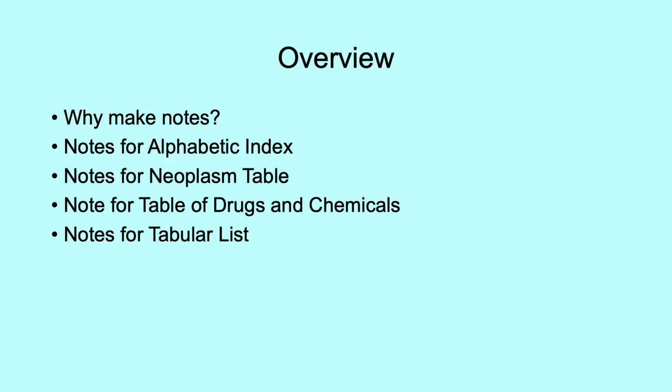So I'm going to talk about some notes that I find helpful. You may have different notes. You may approach things differently than I do. Make your book work for you. So here's what I'm going to talk about. I'm going to give an example of why make notes. Then I'm going to talk about notes you can put in your alphabetic index, notes that you can put in your tabular list, notes for the Neoplasm table, and notes for the table of drugs and chemicals.